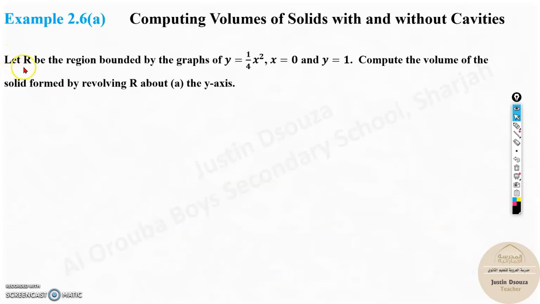Here we are given: let R be the region bounded by the graphs of y equals 1/4 x squared, x equals 0 and y equals 1. Compute the volume of the solid formed by revolving R about the y-axis. This is important. It's along the y-axis.